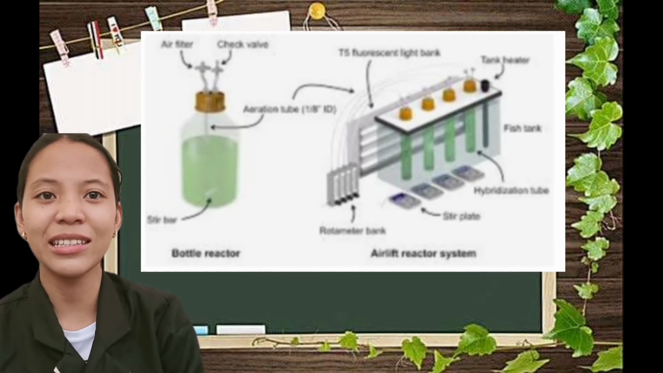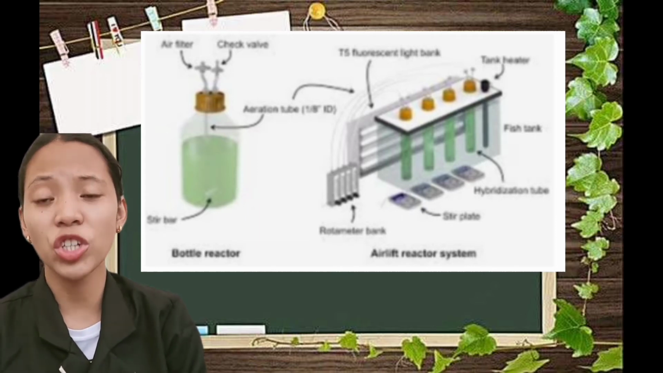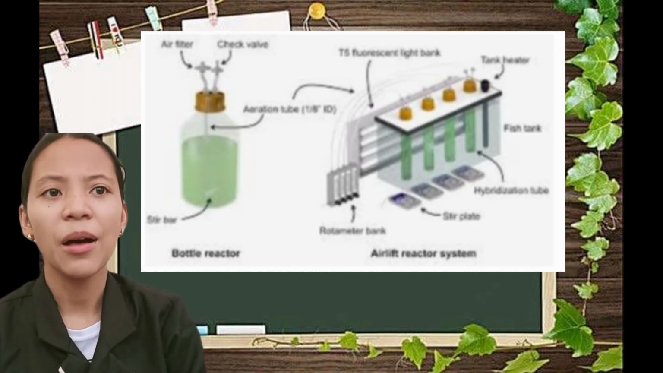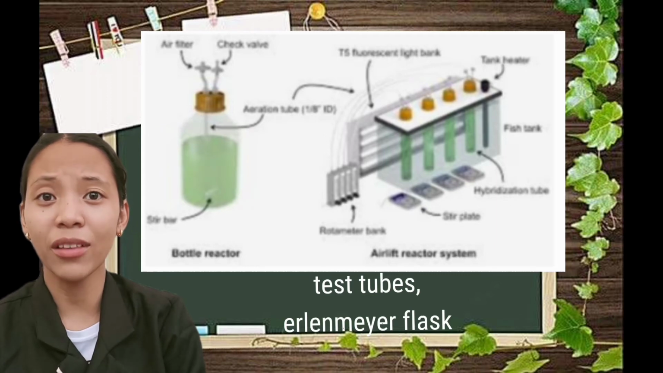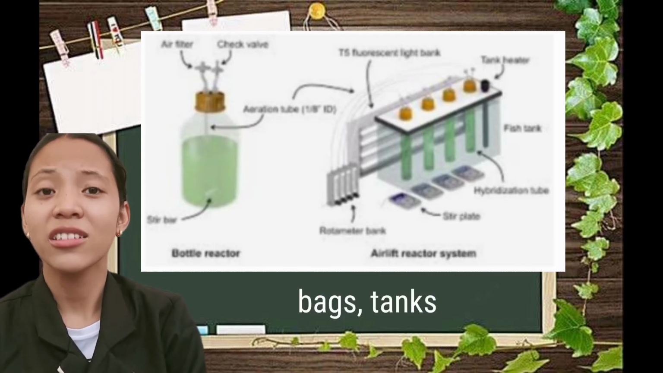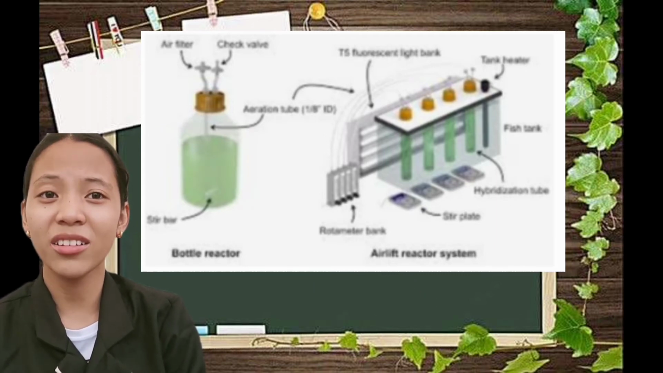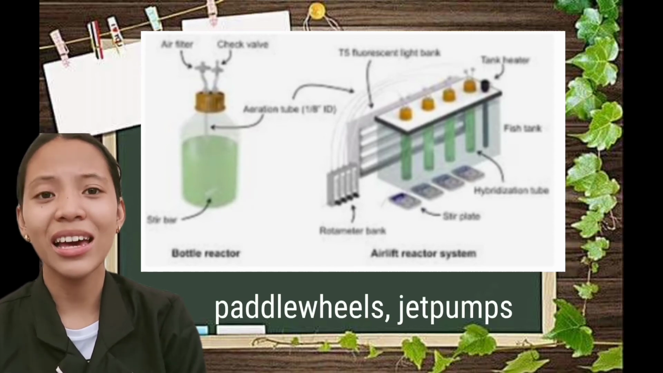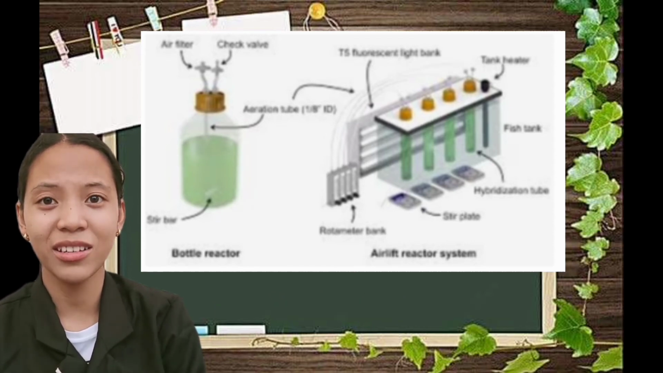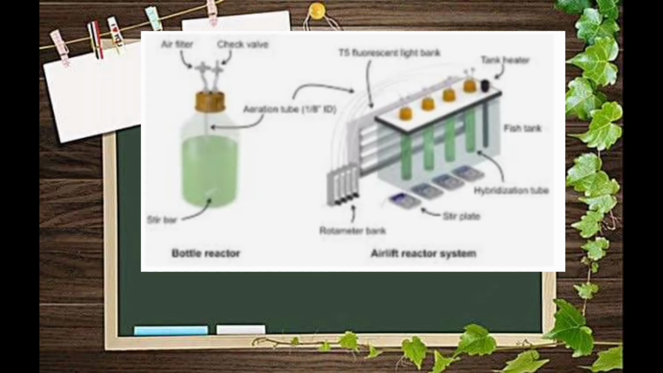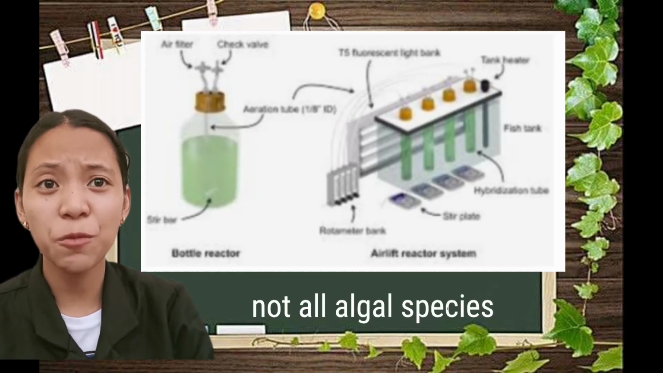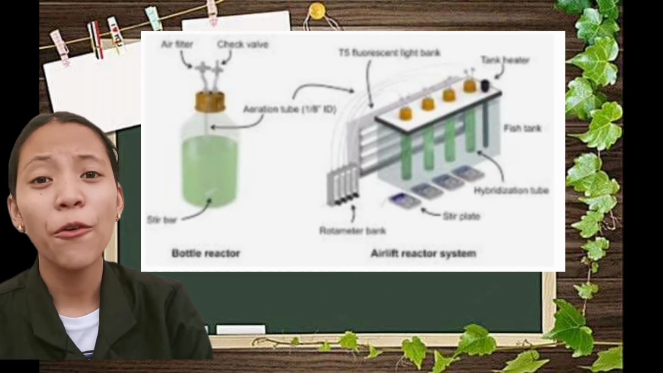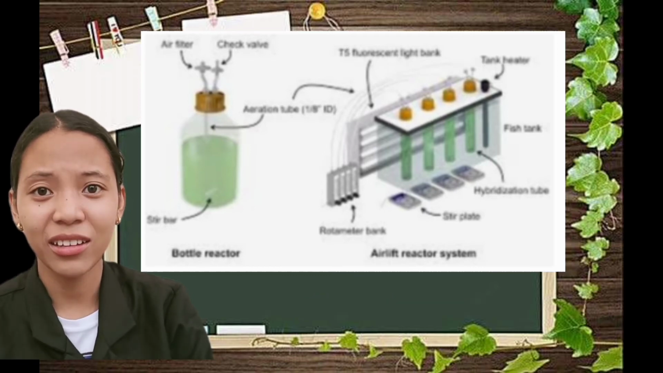Depending on the scale of the culture system, mixing is achieved by stirring daily by hand using test tubes or Erlenmeyer flasks, aerating such as bags or tanks, or using paddle wheels and jet pumps in ponds. It should be noted that not all algal species can tolerate vigorous mixing.